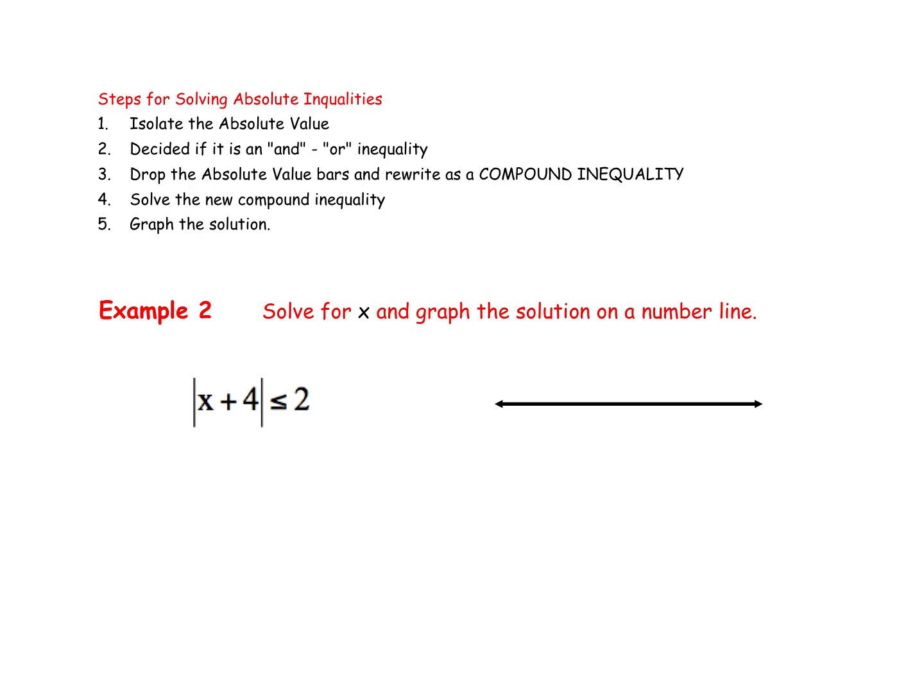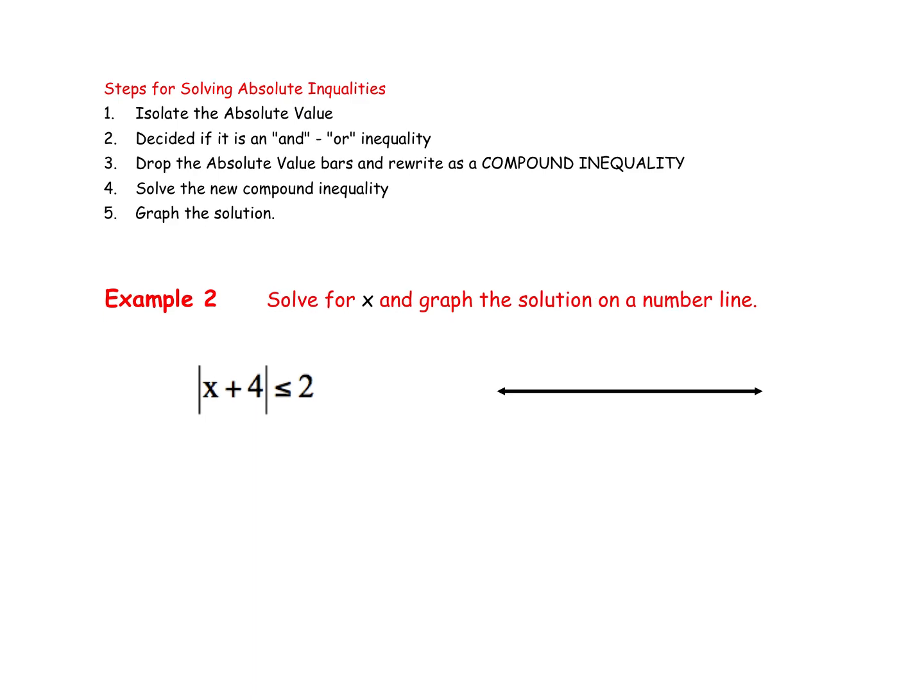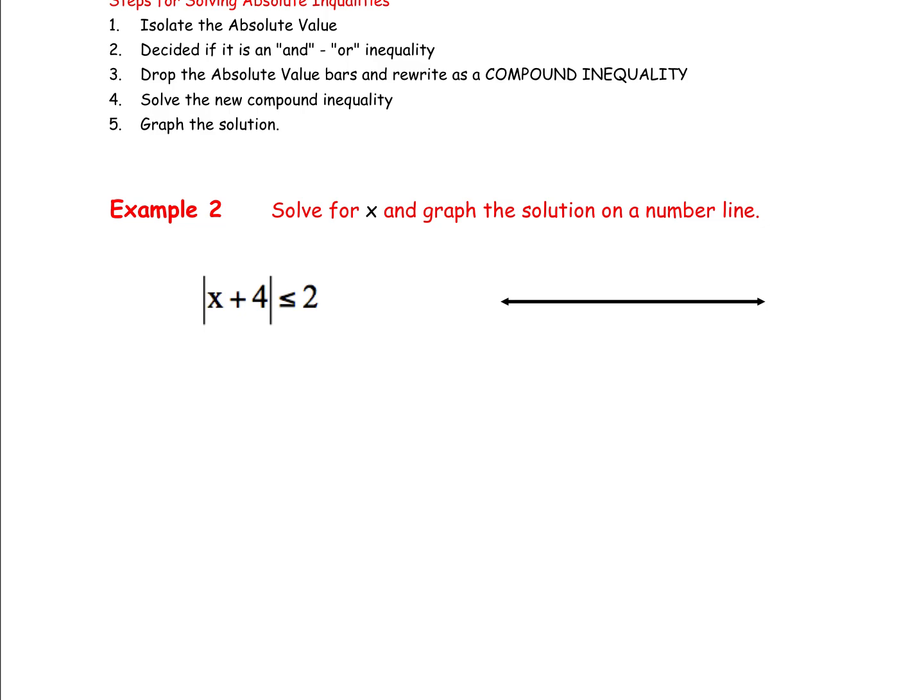Again, same idea, same steps, same things to look for here. Isolate the absolute value. In this case, check. I'm done. Step 2, decide if it's an and or an or. Well, this is a less than or equal to symbol, so this would be an and. And then now we're rewriting this as our compound and absolute value. Take what's on the inside of my absolute value. It is less than or equal to that number over on the side there. And it's also greater than or equal to the opposite.